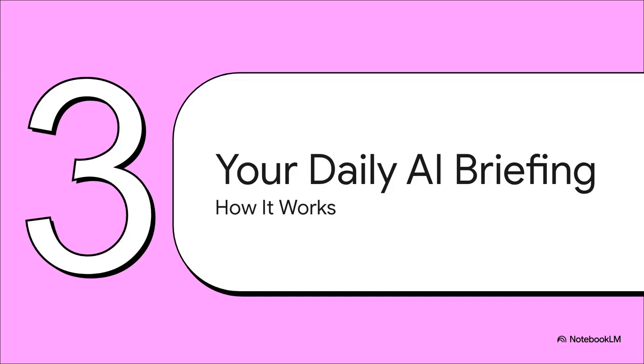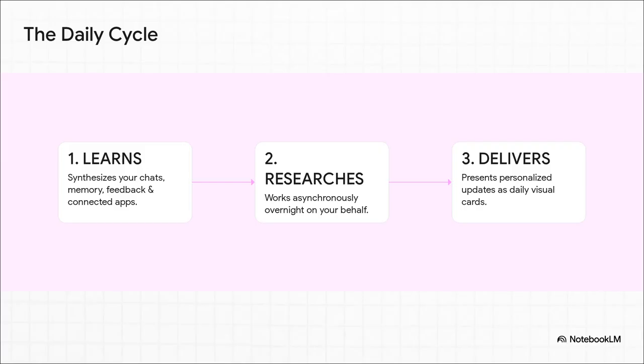All right, so this idea of a proactive AI sounds awesome, but how does it actually work? It's not just magic. There's a really specific three-step process that happens every single day behind the scenes to build this personalized briefing just for you. So, it's a daily cycle. First, Pulse learns. It looks at your past chats and feedback to see what you're interested in. Then, and this part is really key, it works asynchronously, overnight, doing its own research while you're sleeping. Finally, when you wake up, it delivers these insights to you as a set of really easy-to-scan visual cards.